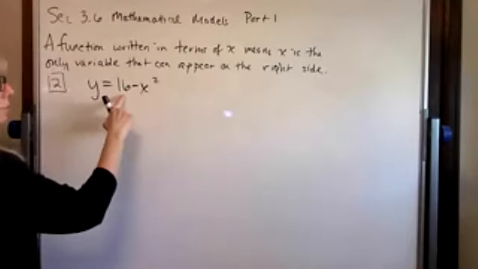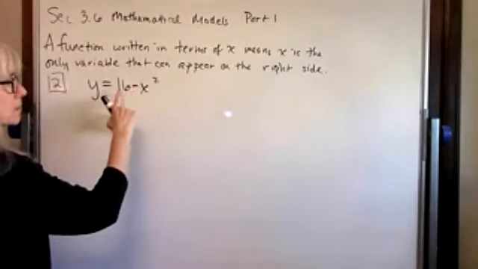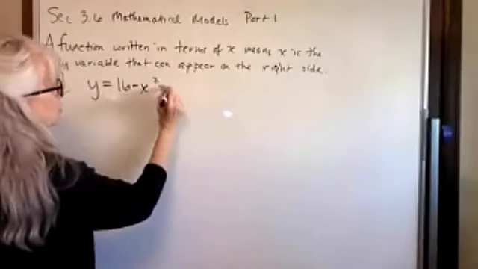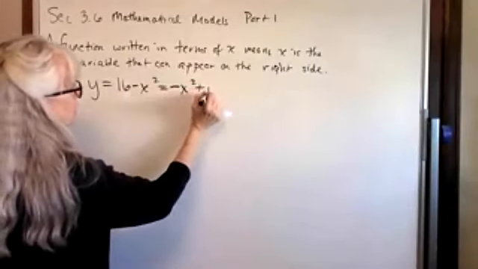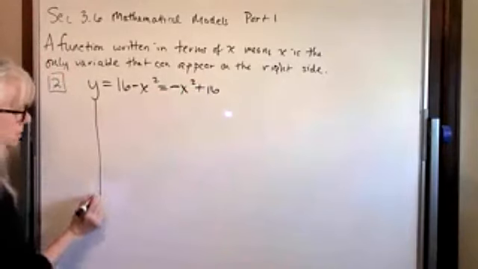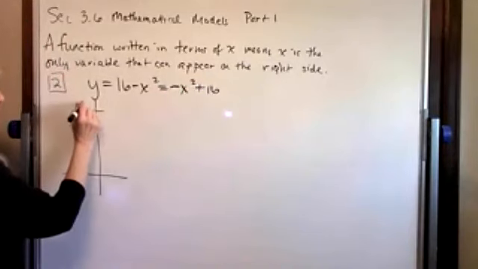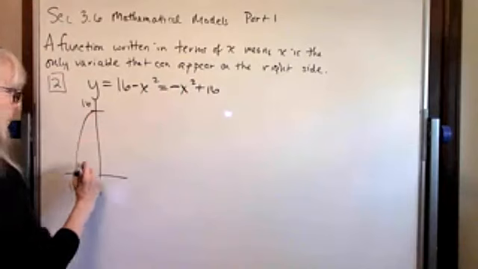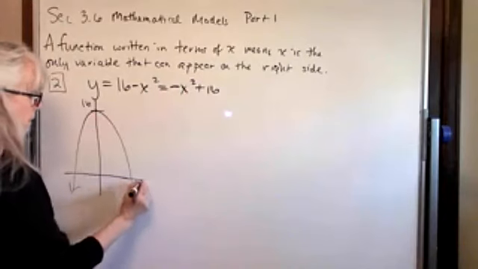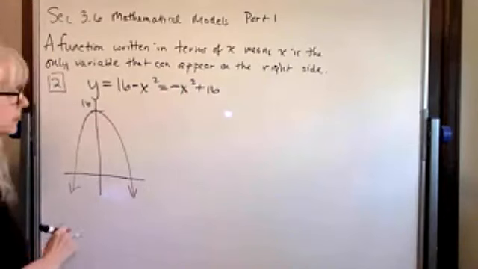So here's our parabola. It is opening upside down and it's been shifted up 16. You could rewrite this as negative x squared plus 16 to make more sense for that transformation. So we've been moved up. We're up here at 16. And that looks something like that. So there's the 16 minus x squared.